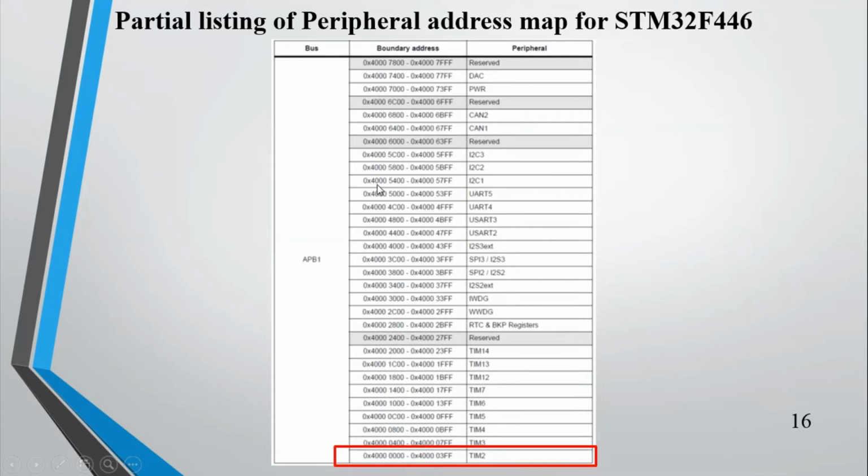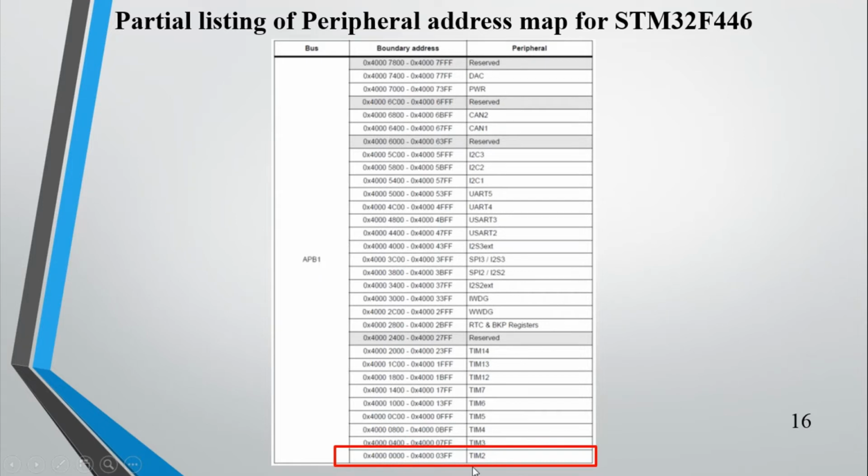Right? So this is the range. These are the peripherals and corresponding addresses mapped onto APB1. Similarly, there are certain sets of addresses mapped onto the AHB bus and the APB2 bus, and this is a figure showing the addresses and peripherals mapped onto APB1. You can see timer 2, timer 3, 4, 5, 6, 7, 12, 13 and 14. These many timers are mapped onto APB1. These timers are connected to APB1.